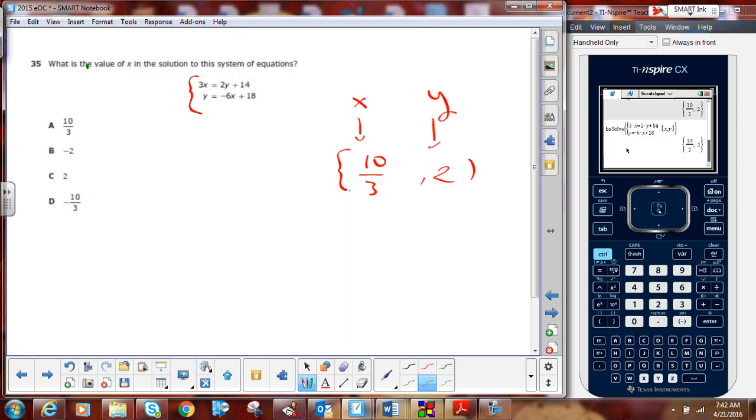So in this case, what's the question? What's the x value? They asked for the x value. They did not ask for the y value in this case. So the answer would be A.